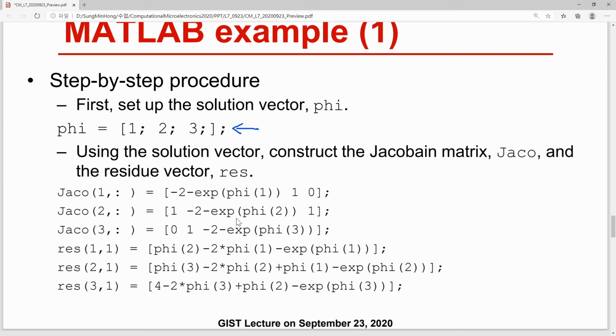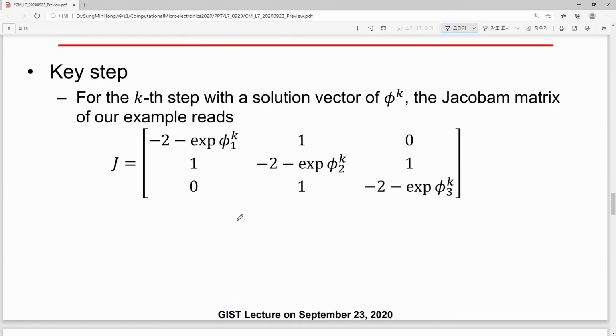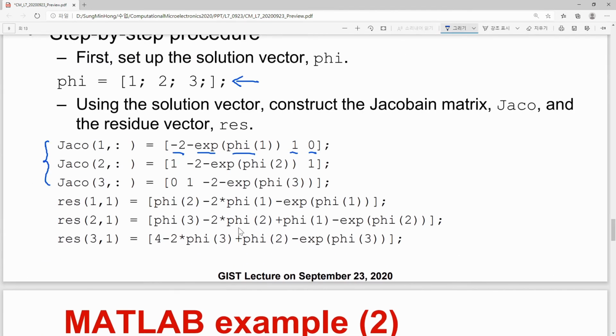Okay. After that, we can build the Jacobian matrix. Here you can see that minus 2, exponential phi 1, and 1, 0. That is exactly corresponding to minus 2, minus exponential 1, 1, 0. We are just typing our Jacobian matrix in it. Okay, so the Jacobian matrix is done. This is corresponding to our J matrix.